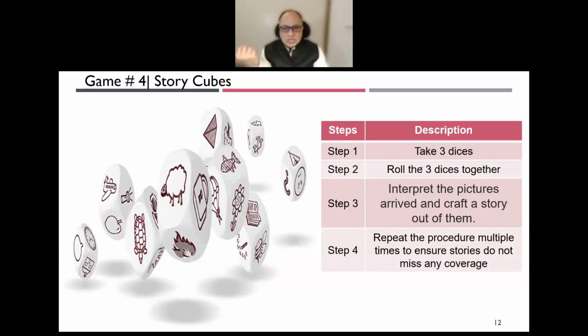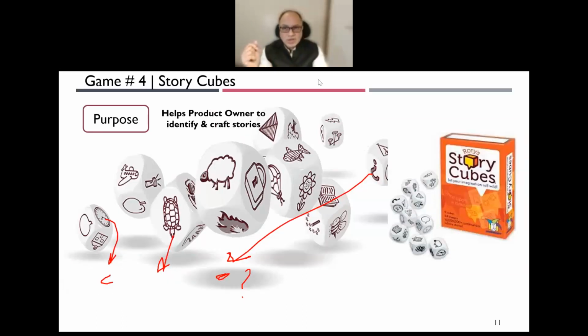What I just told you is: take 3 dice, roll them together, interpret the pictures that arrive, and craft a story out of them. We'll have to do it multiple times, till we make sure there's enough traceability to the product pain point we are trying to solve. They are very interesting pictures, by the way, and they have series also. This is an orange one which I have shown you. They also have a blue one which has a different set of pictures, and I think they have recently introduced a green one also. If you go on the Amazon site, you will see all the color combinations of these story cubes available. Okay, let us move ahead.